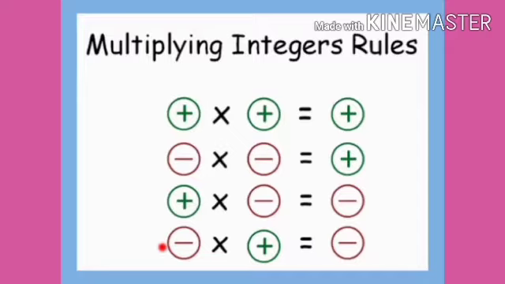Multiplication of integers. Same signs positive, different signs negative. The product of two different integers is always a negative integer. The product of two same integers is always a positive integer.